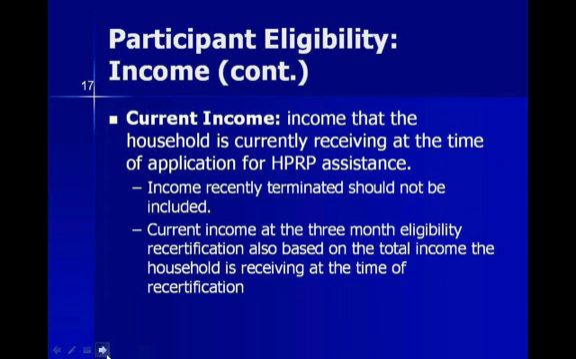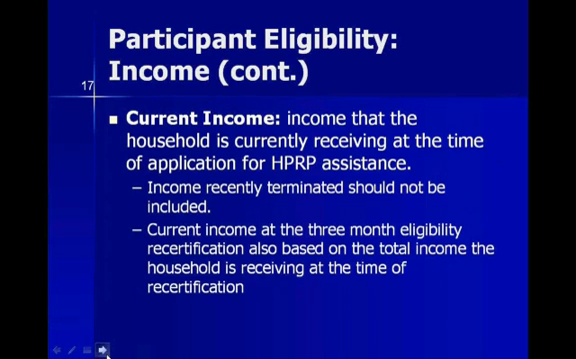This is income the day that they're presenting, that they're applying for assistance. So income from recently terminated households should not be included. You want to make sure that when you're calculating current income at the 3-month eligibility recertification point that we just talked about, you're also basing the total income on what they're receiving at the time of recertification, not projected income in the future, not previous income. It's at the time of recertification.